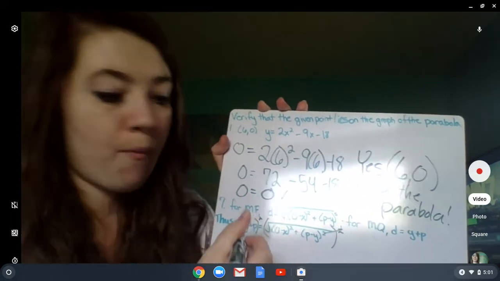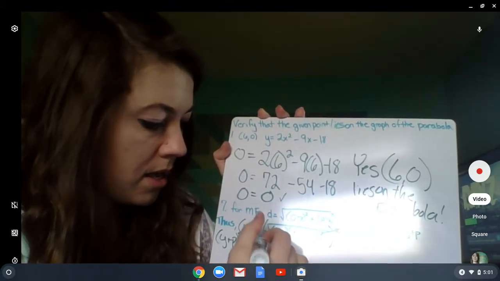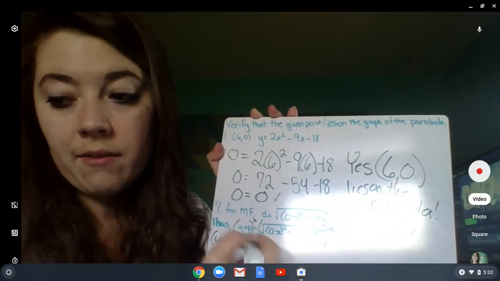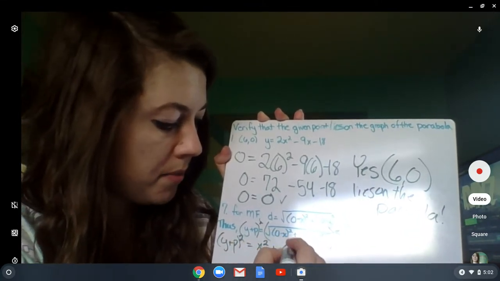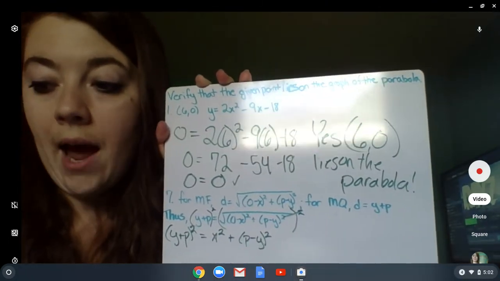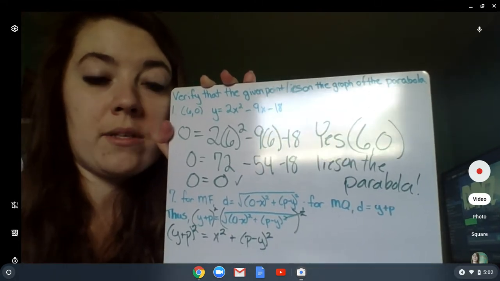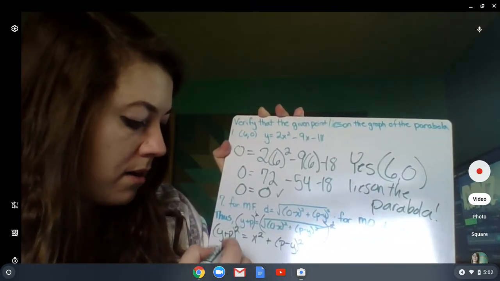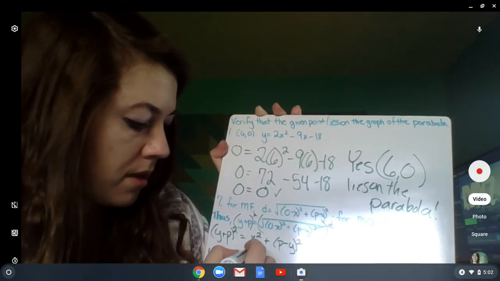So now I have (y plus p) squared equals, and then obviously 0 minus x is just a negative x. Negative x squared is x squared, plus (p minus y) squared. So this is what we have now. Now we need to actually do FOIL on our two binomials that are being multiplied. So we're going to have y squared plus 2yp plus p squared.